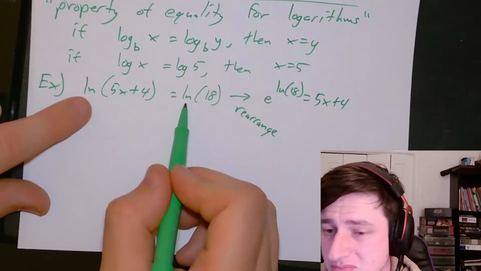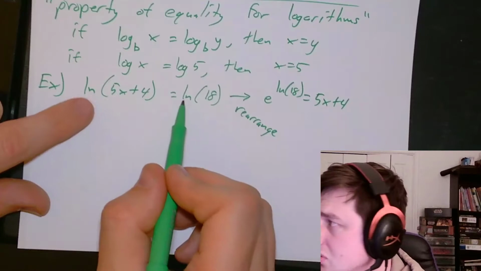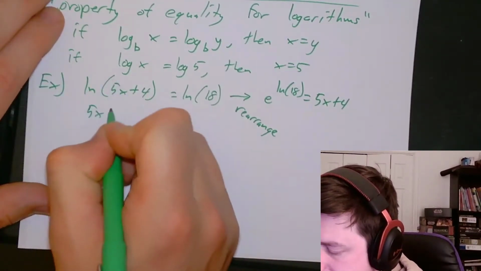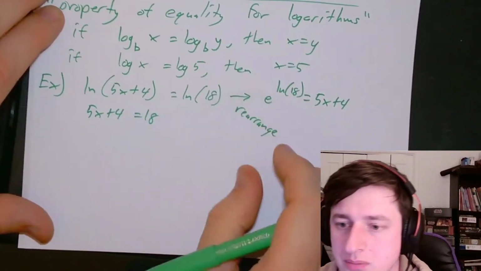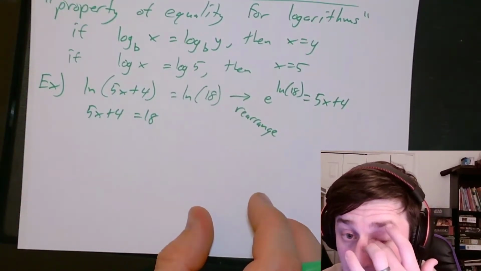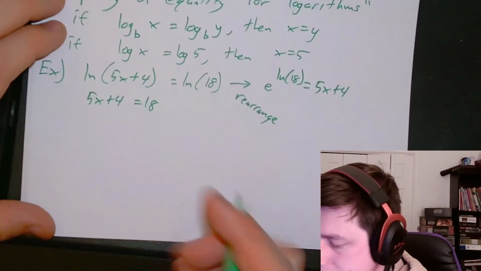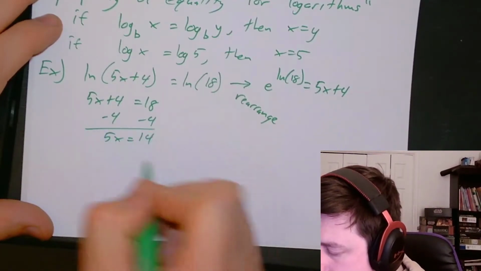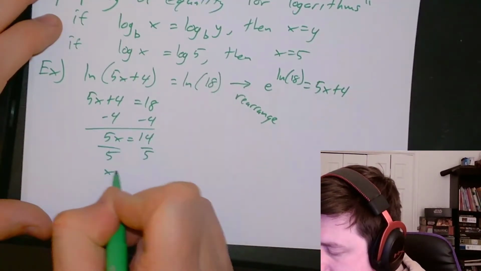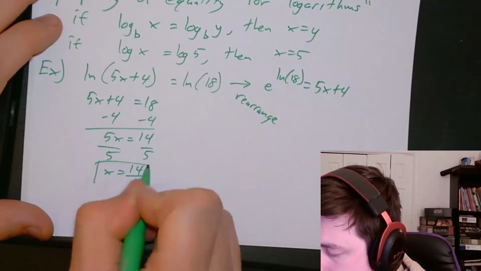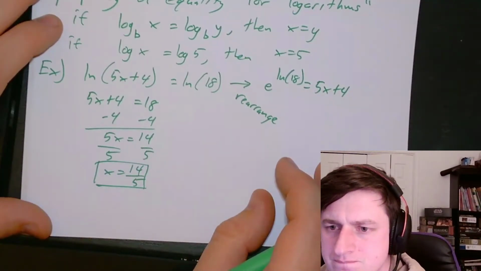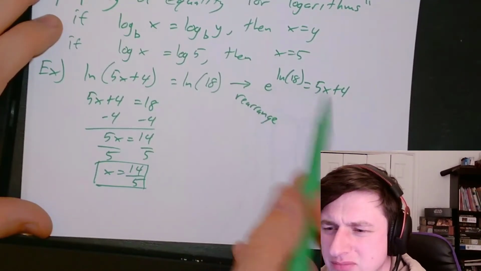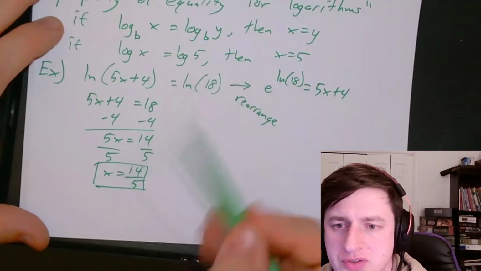Why don't we just say, okay, if it's the same logarithm on both sides, it's the natural log on both sides, well, then the things inside have to be the same. 5x plus 4 is 18. And then we just need to solve our equation. 5x is 14, divide by 5, x is 14 over 5. And this would give you the same thing, doing it this way. But this is easier, I think.